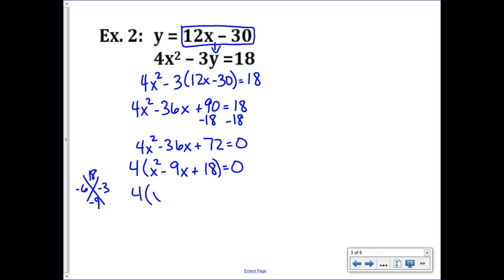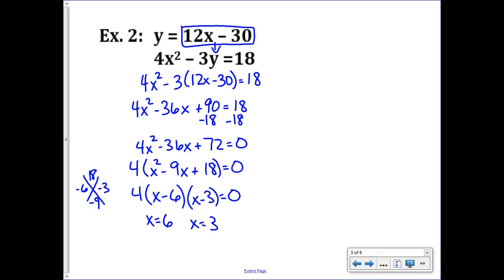So I have 4 and I have x minus 6, x minus 3 is equal to 0. So x equals 6, x equals 3. This 4 out here, you're setting each piece equal to 0, so it really comes off as 4 equals 0, which is not true, so it's just not used.